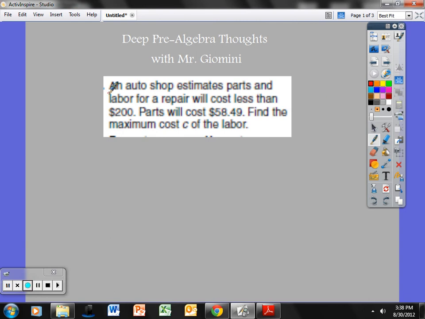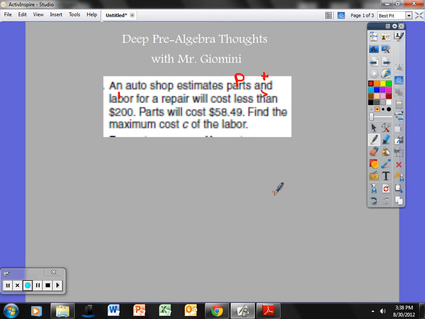I have an auto shop estimates parts and labor for repair will cost less than $200. Parts will cost $58.49. Find the maximum cost C of the labor. Okay, so an auto shop estimates parts and labor. So I see I'm going to call the P parts and labor, so that's plus the labor for repair will cost less than $200. So it's going to cost less than $200.